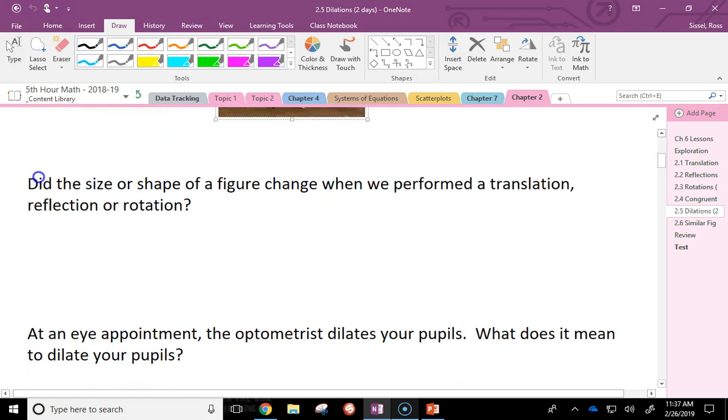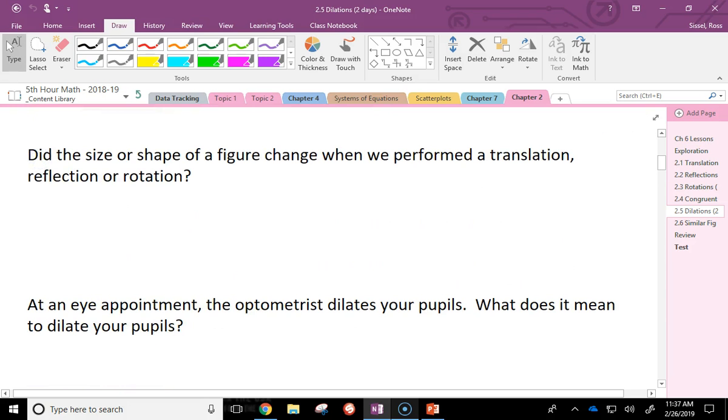So this is what we're going to work on, changing the size of a figure according to a scale. It says, did the size or shape of the figure change when we performed translation, reflection, and rotations? Yesterday, we worked with translations, rotations, reflections. When we did any of those three, did we change the size or the shape? No. When I slide something, when I turn it or reflect it, the answer there is no.